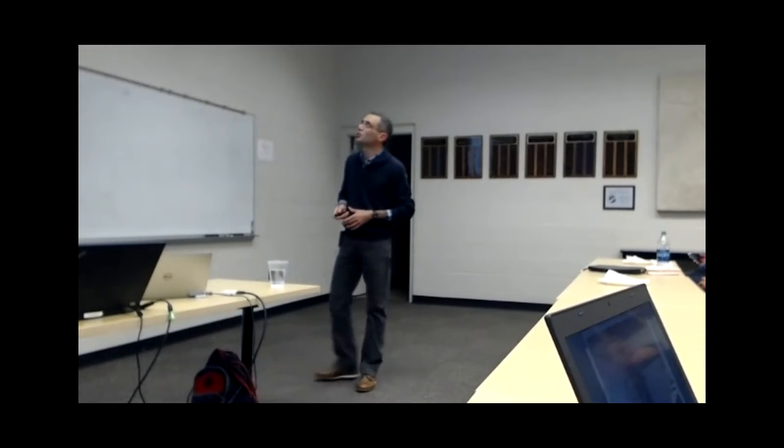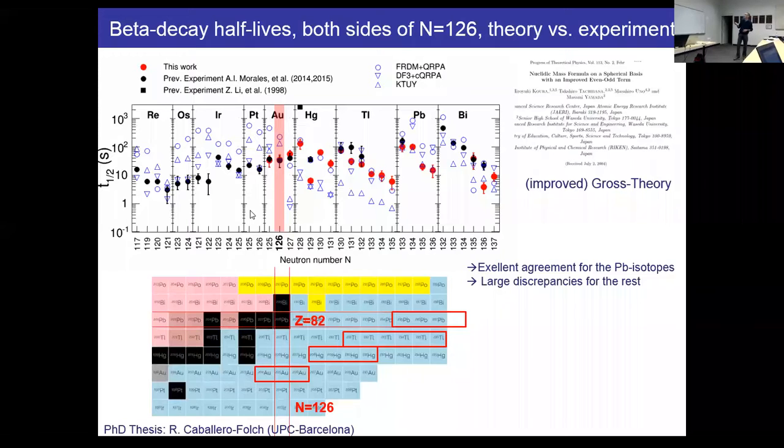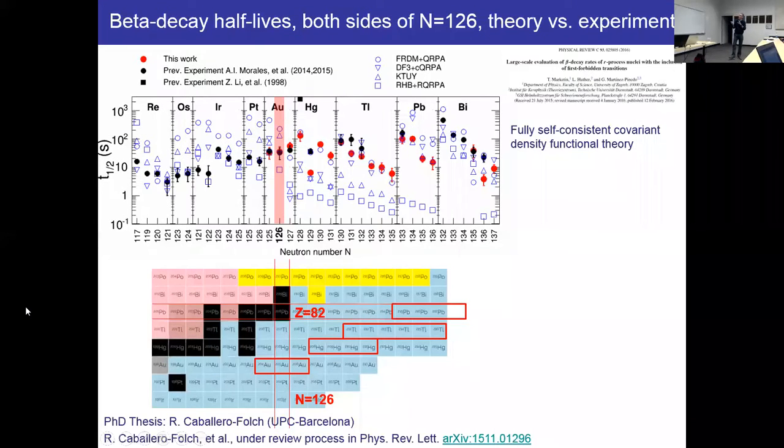The state of the art, mean field calculations based on a fully self-consistent covariant density functional theory. This is this publication by Marketin, Huther, and Gabriel Martínez-Pinedo. This is a very recent publication, 2016, and they provide data over the full nuclear chart as Peter Möller did. And here you can see the results. Well, I don't know if you can see. So these are the square symbols.